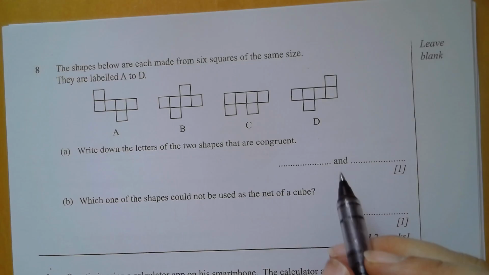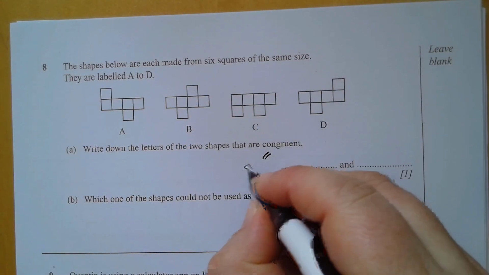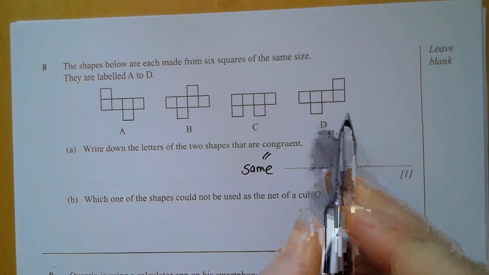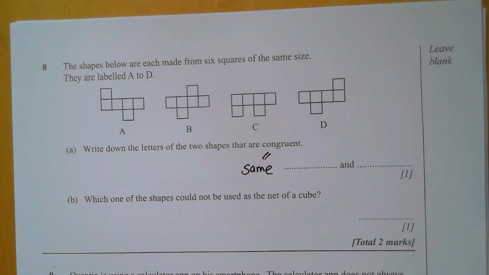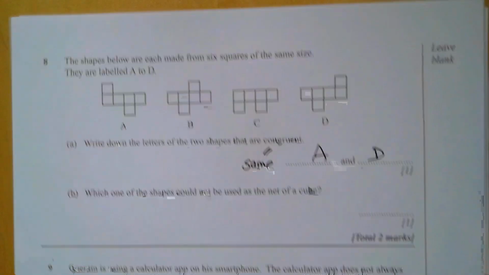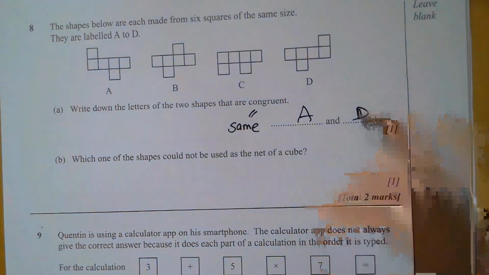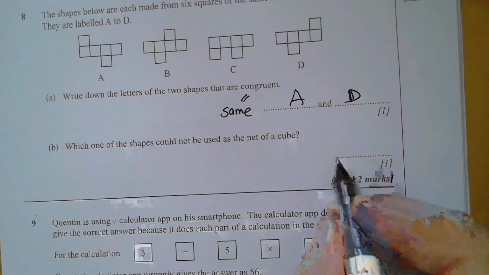Two shapes are congruent. Congruent means the same. They can be a mirror image, and these two are indeed that. They're a mirror image of each other. Which one of the shapes could not be used as a net of a cube? It is C, because these squares are on the same side. If you folded it up, there'd be nothing to close the lid on this side, but there would be 2 on this side.